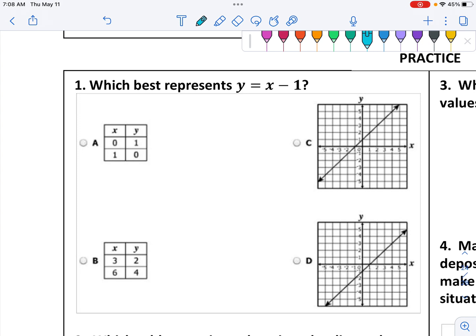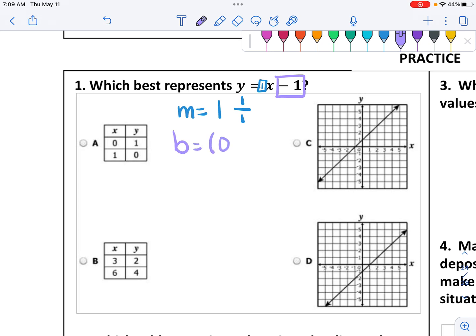So which one best represents y equals x minus 1? Remember, the number in front of your x is going to be your slope. We call that letter m. Right now, there's not really a number there, but we know there's always an imaginary 1 in front of a variable. So my slope is going to be 1, and we can write that as a fraction of 1 over 1. That negative 1 there at the end, that's my y-intercept. That's my b. And we're going to write it always with a 0 first, and then that number as the y value for negative 1. So I'm looking for an ordered pair of (0, -1).